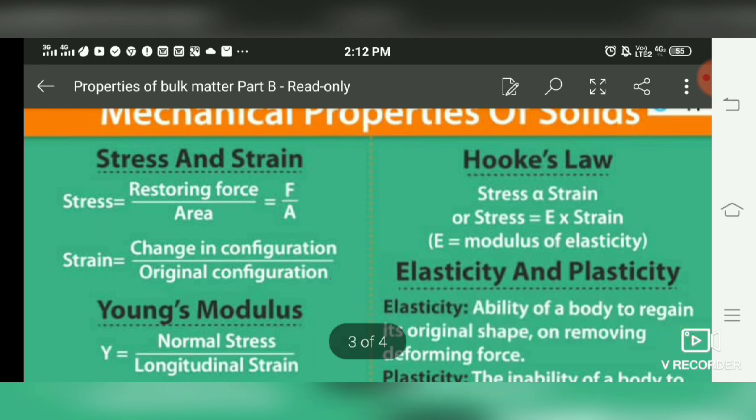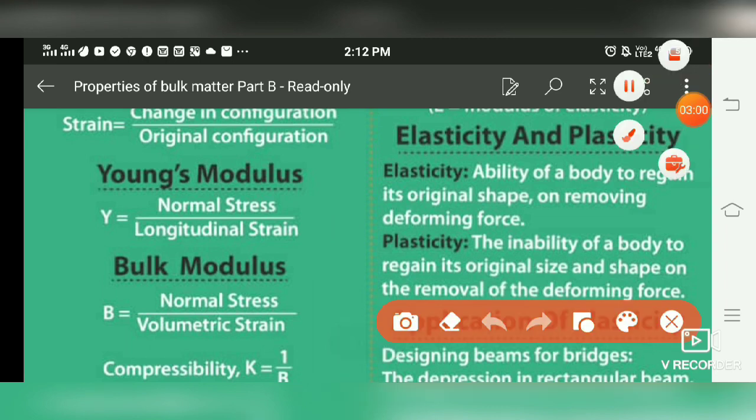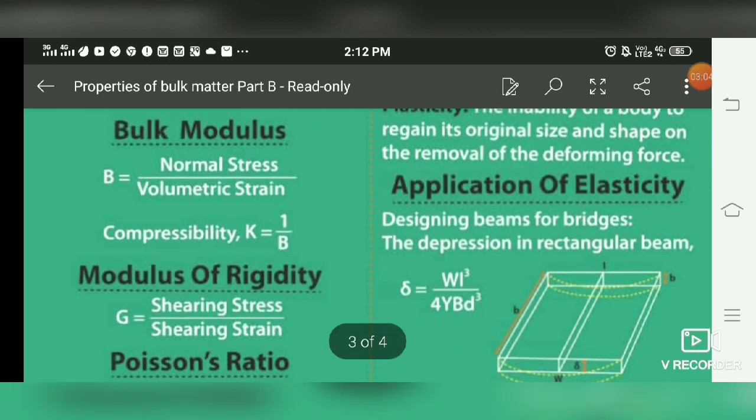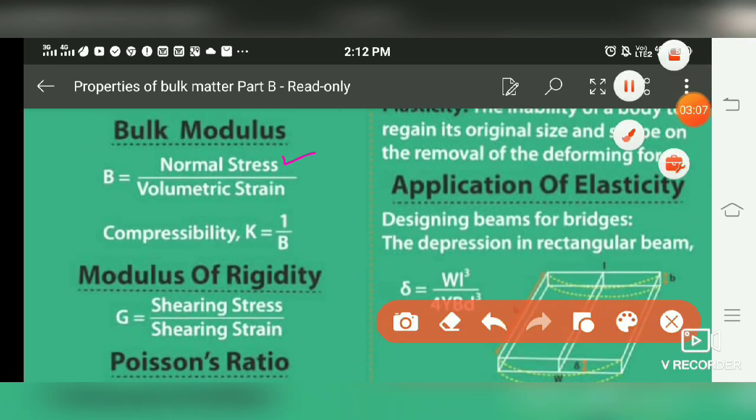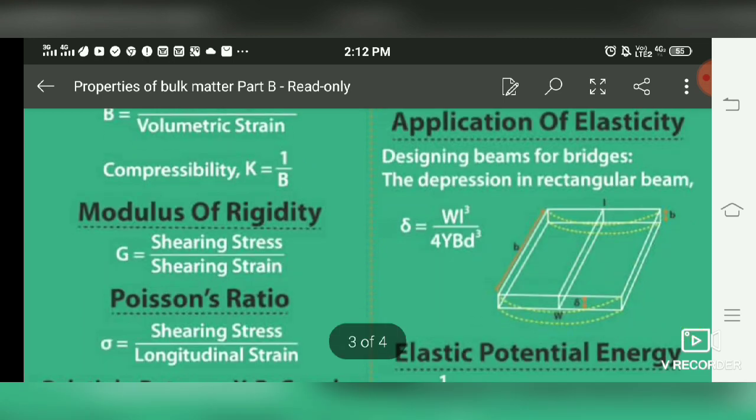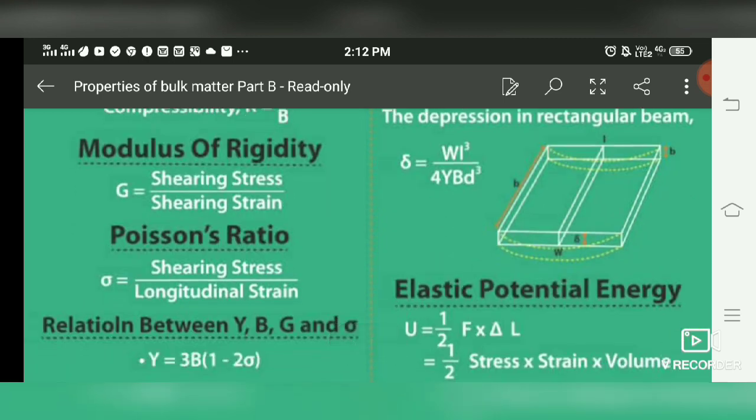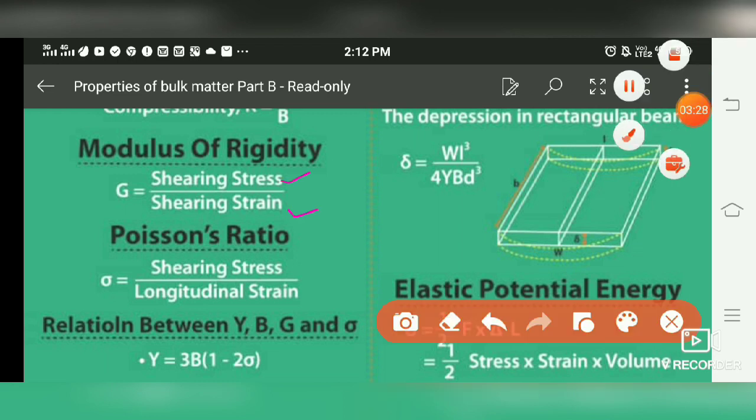So Young modulus, which is given by Y, equals normal stress by longitudinal strain. Bulk modulus is also normal stress by volume strain; bulk means we are dealing with the volume, not the one or two dimensions, because we are considering bulk. And it is inversely proportional to compressibility, means more the bulk modulus, less is the compressibility. Shear modulus, modulus of rigidity, is equal to G, which is shear stress upon shearing strain.